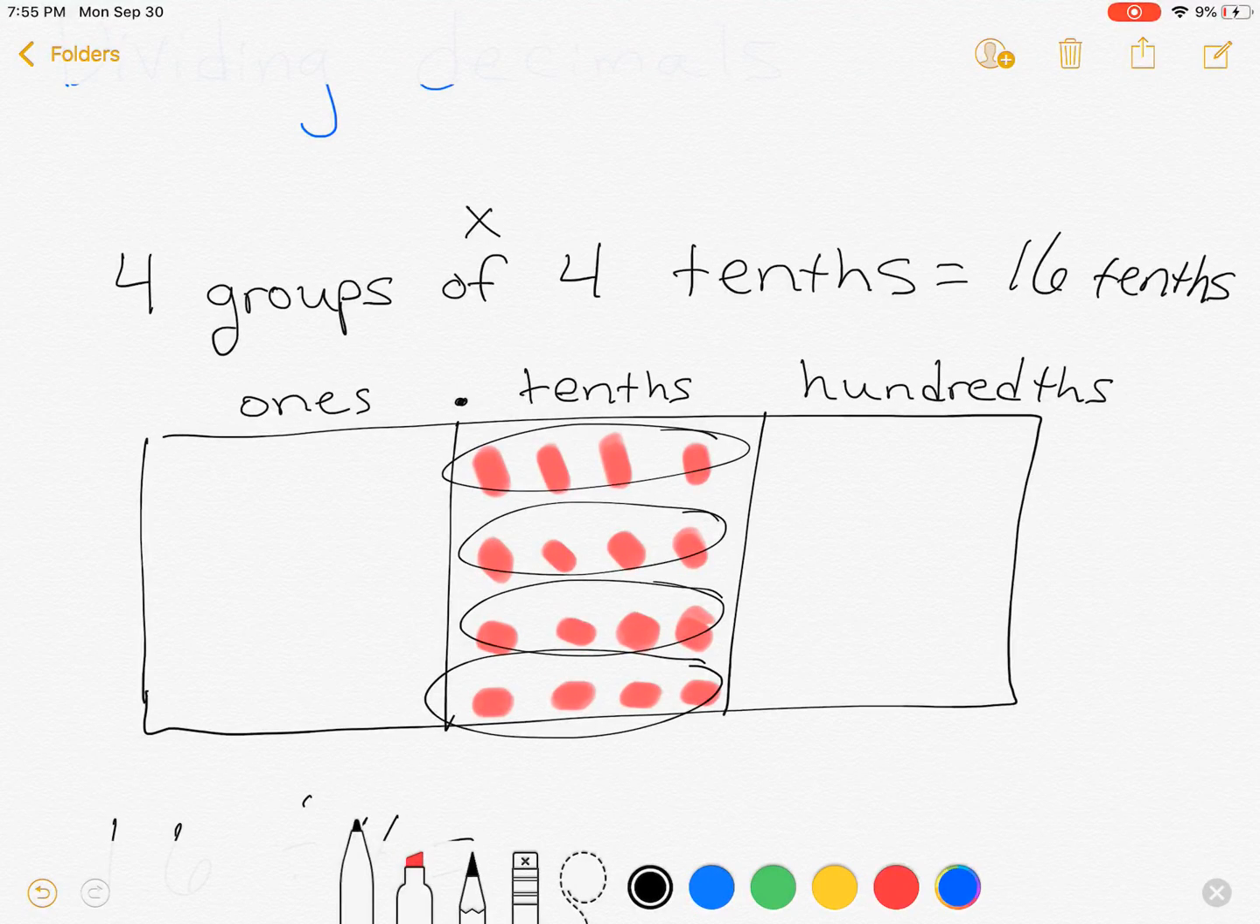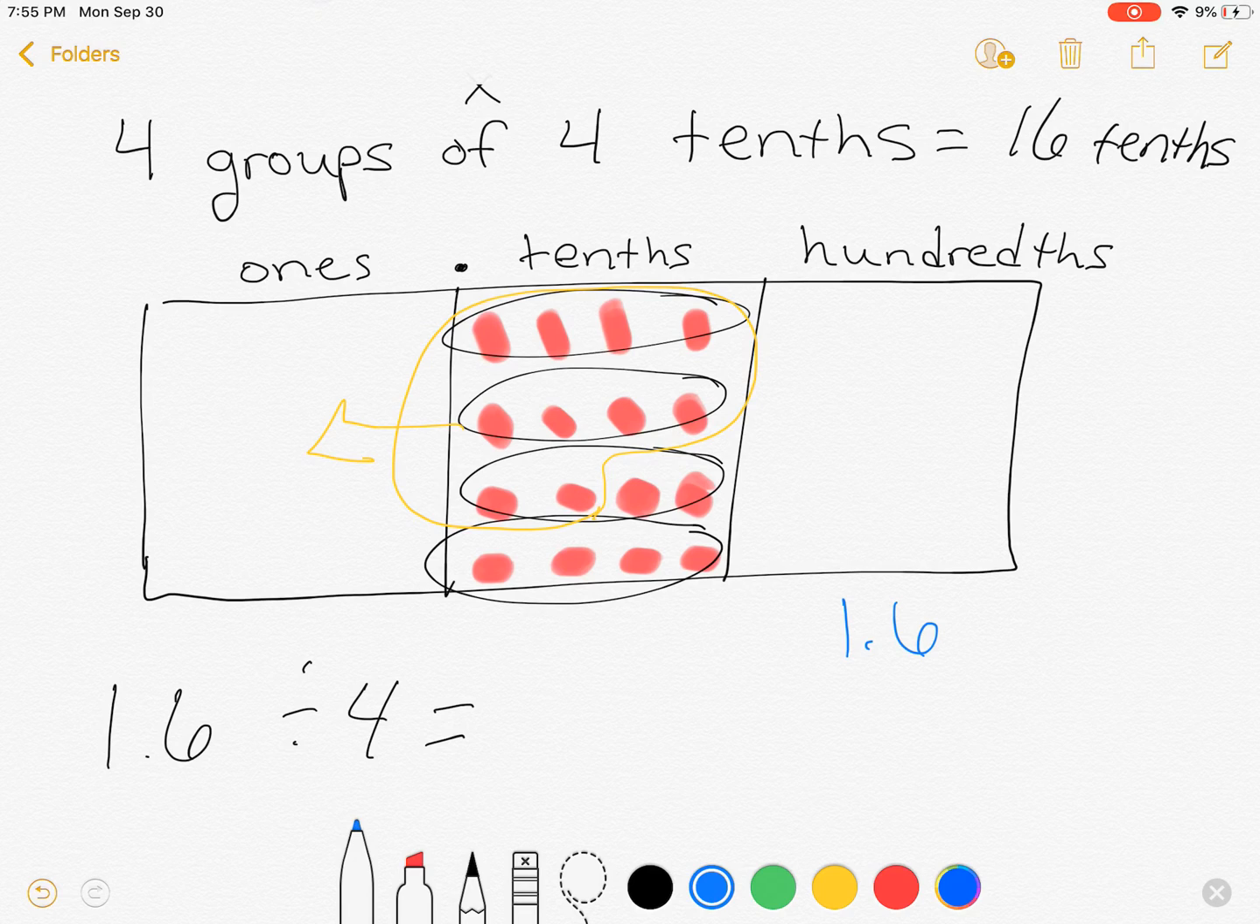So we know that we can regroup. Find a different color here. And we're going to move 10 of these over to our ones place because 10/10 make 1. So another way that we can write 16/10 is 1 6/10. So 1 6/10 or 16/10 divided by 4 equals 4/10.